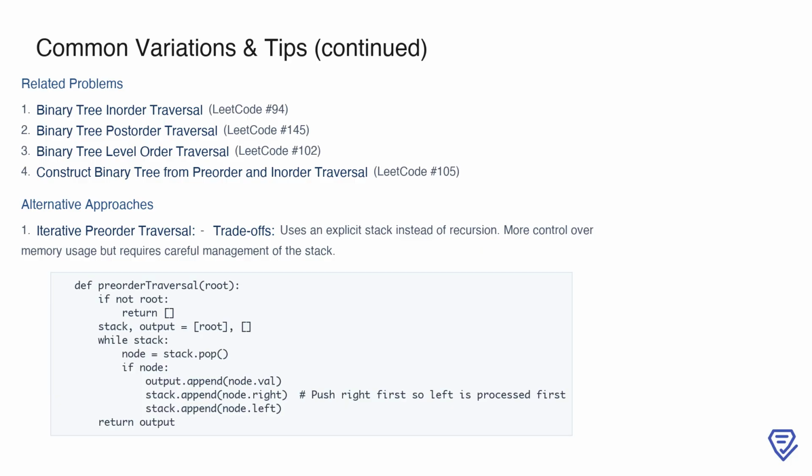Beyond that, there are alternative approaches to consider. The iterative preorder traversal method uses an explicit stack instead of recursion, giving you more control over memory usage. However, this approach requires careful management of the stack to ensure nodes are processed in the correct order. For instance, when pushing nodes onto the stack, the right child should be pushed first so that the left child is processed immediately after the current node. This implementation is particularly useful for avoiding recursion-related stack overflow in large or deep trees.